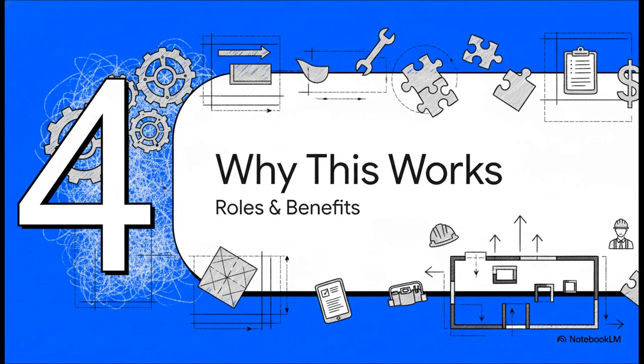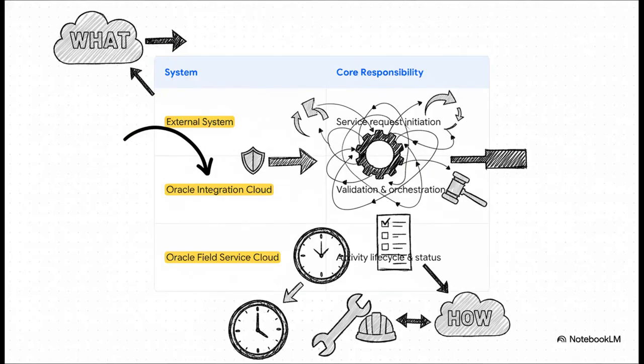So we've seen the technical fix. Let's zoom back out for a second. Why does this blueprint work so well in the real world? It all boils down to having clearly defined roles and the huge benefits that come from that clarity. This table lays it out perfectly. The external system's job is to say what needs to be done. Oracle Field Service Cloud owns how it actually gets done in the field, and Oracle Integration Cloud is that master orchestrator in the middle, making sure the data flows correctly and that everyone follows the rules.